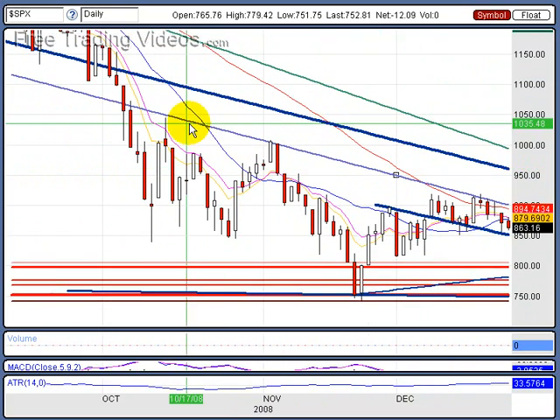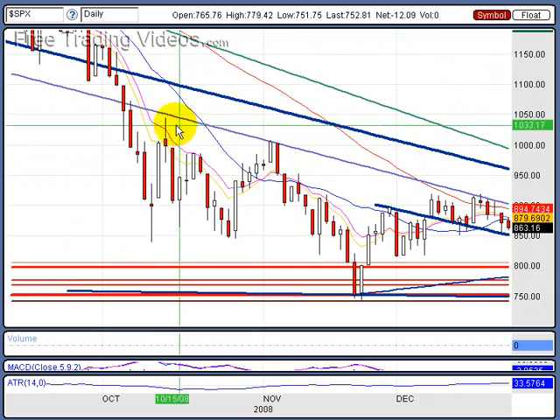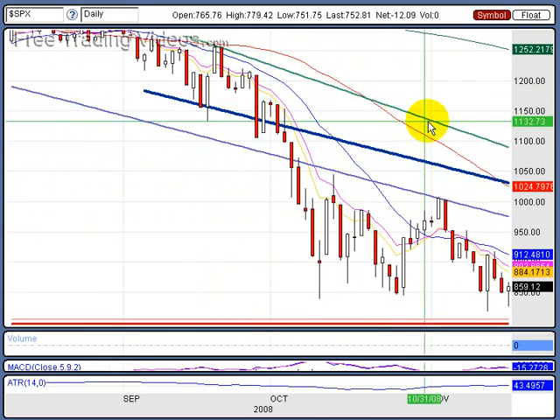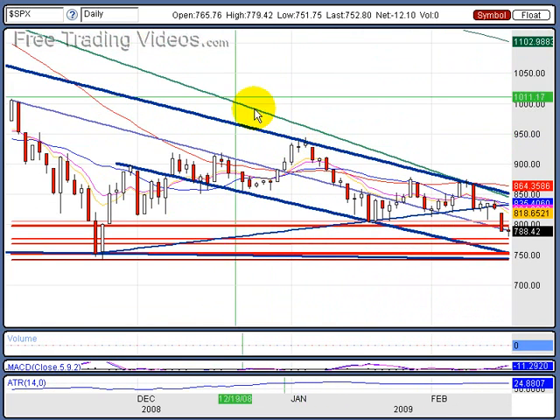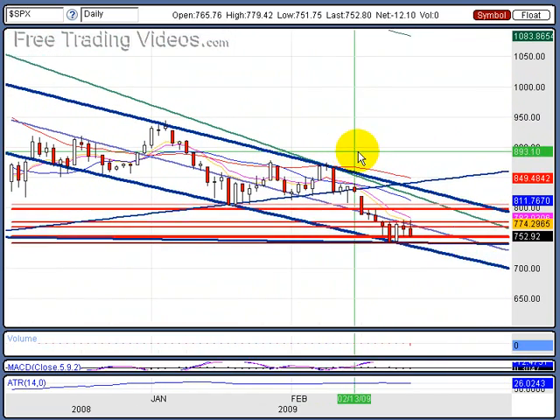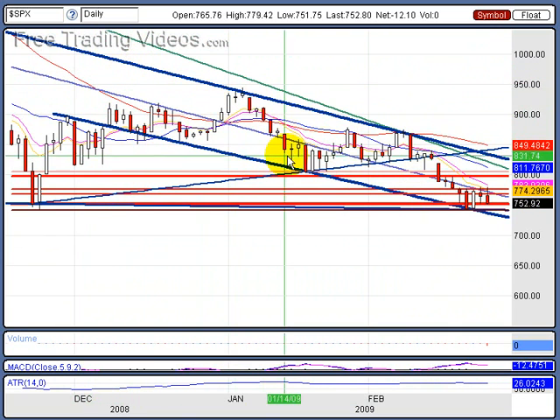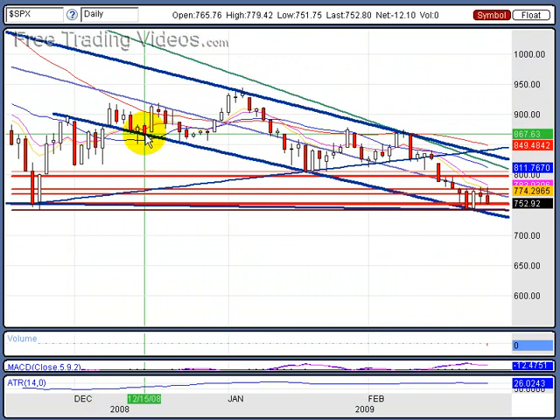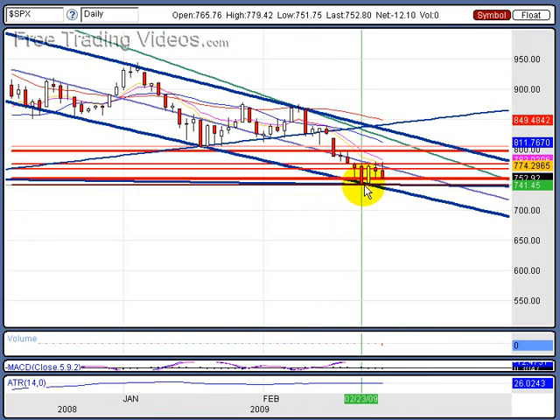If you go back in time, oops, didn't mean to move that one. We have support there, support here, or resistance here, resistance here. This blue line, which is parallel with this other one, resistance here, support right there, support. So we have a nice downtrend, and we're at the support level with this downtrend.